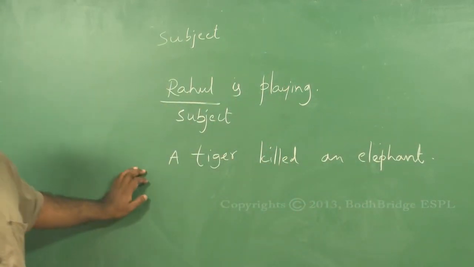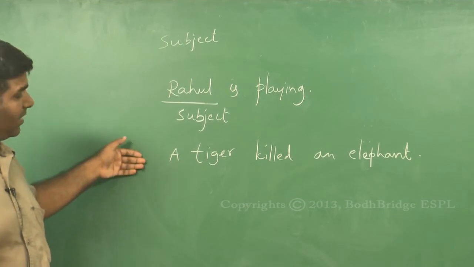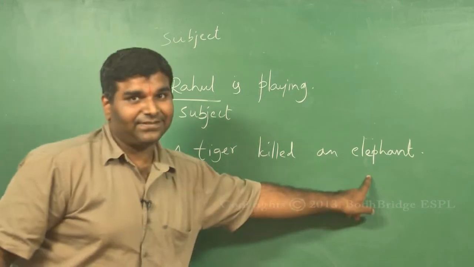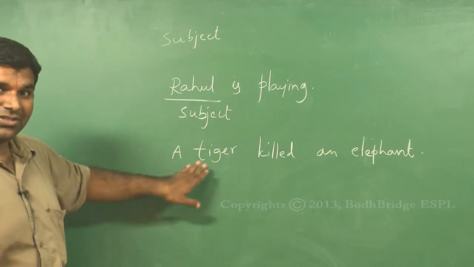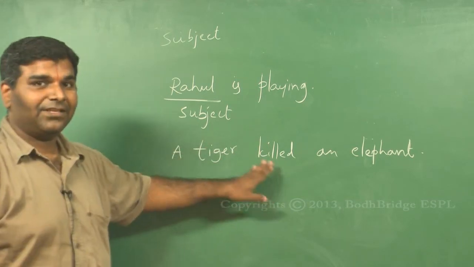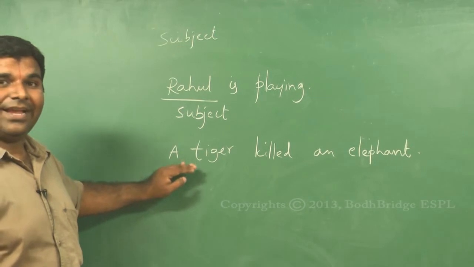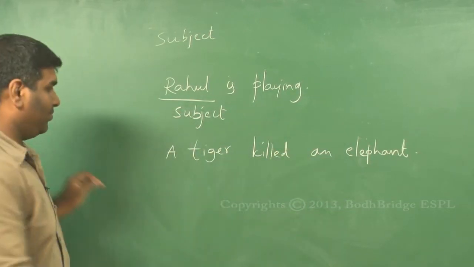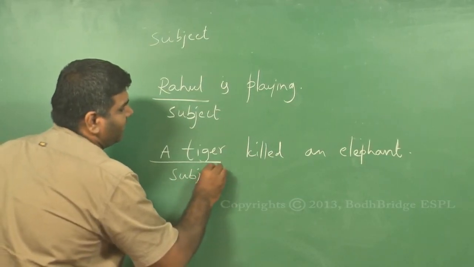Now, if you observe this sentence, can you say who performed the action in this particular sentence? Is it the tiger that performed the action, or is it the elephant? The tiger performed the action. The action that it did was killing. So a tiger killed an elephant. The tiger performed the action and the elephant got the effect of the action that the tiger performed. So a tiger becomes the subject.